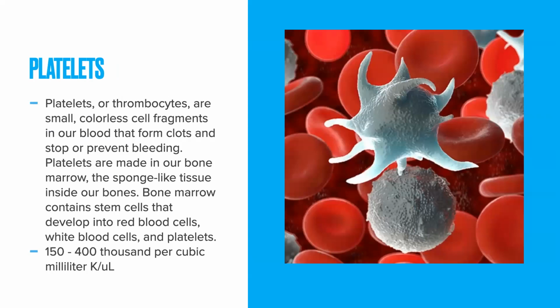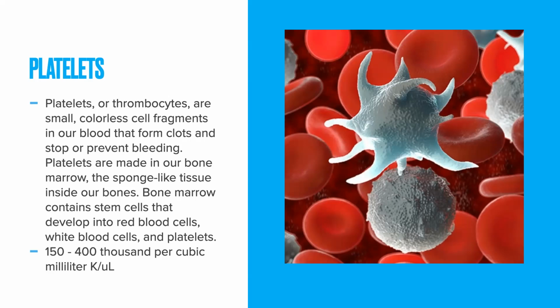Platelets or thrombocytes are small colorless cell fragments in our body that form clots and stop or prevent bleeding. Platelets are made in our bone marrow, the sponge-like tissue inside our bones, and bone marrow contains stem cells that develop into red blood cells, white blood cells, and platelets. So going back, platelets are also called thrombocytes, right? They're very, very tiny. They help in the formation of clots to stop bleeding, and they're made in that bone marrow again. They contain stem cells, and the stem cells develop into red blood cells, white blood cells, and platelets.